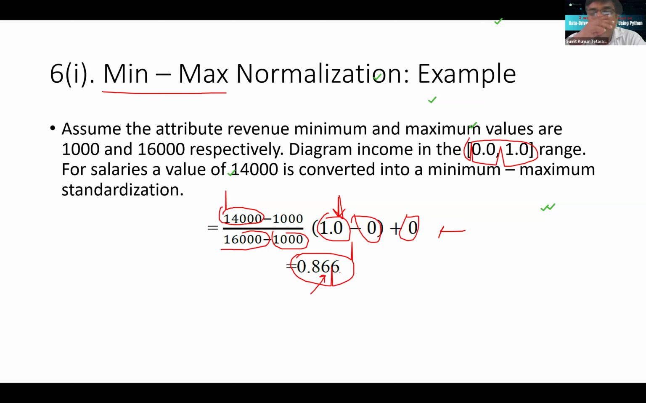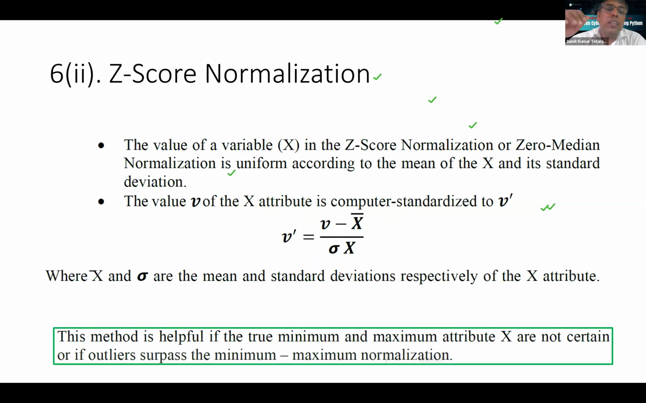And if you have any doubt about mean max, then go for Z-score normalization. In Z-score normalization, it has this formula. This is the new point, and this is the old point. You subtract the mean value and divide by the standard deviation, and then the value will come.